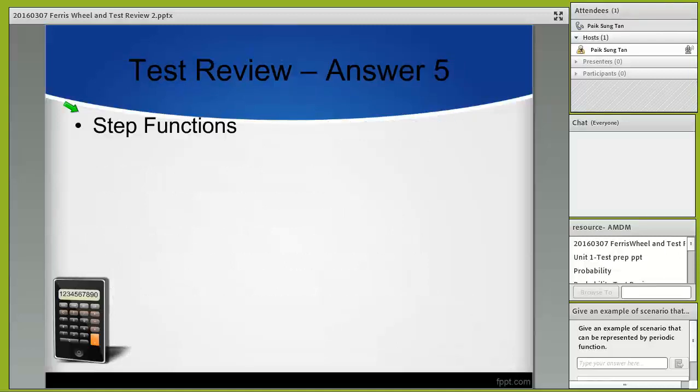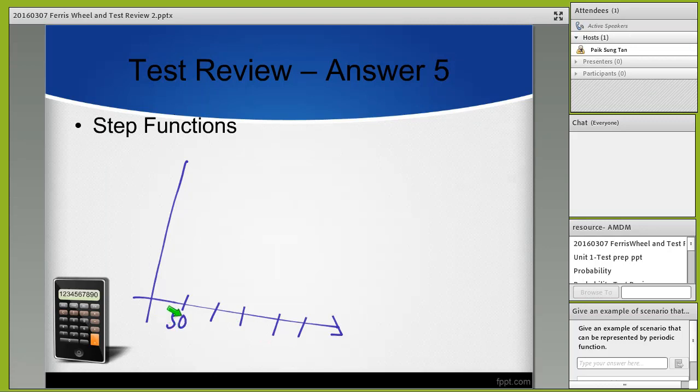So this is a kind of step function. So what does it look like? Here, let's sketch it out. It's hard to draw a straight line in this thing. So let's say this is 50, 100, 200, 300.